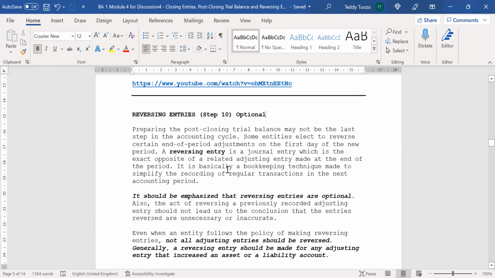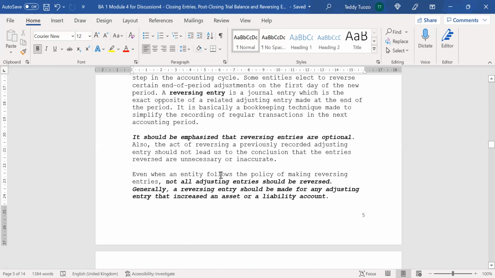Okay, a reversing entry is a journal entry which is the exact opposite of a related adjusting entry made at the end of the period. It is basically a bookkeeping technique made to simplify the recording of regular transactions in the next accounting period. It should be emphasized that reversing entries are optional. Also, the act of reversing a previously recorded adjusting entry should not lead us to the conclusion that the entries reversed are unnecessary or inaccurate. Even when an entity follows the policy of making reversing entries, not all adjusting entries should be reversed.